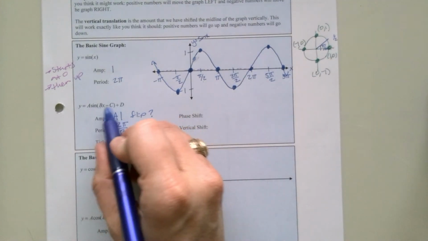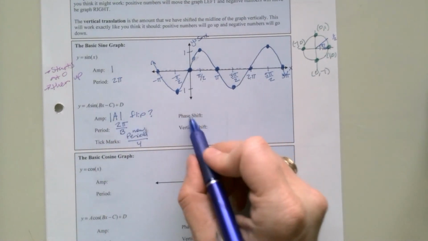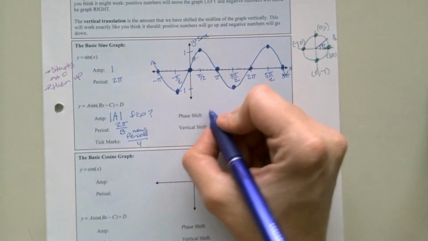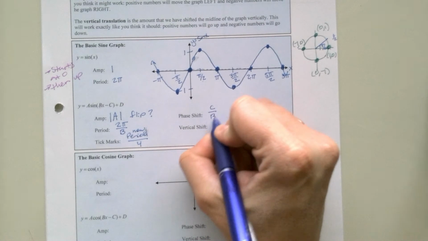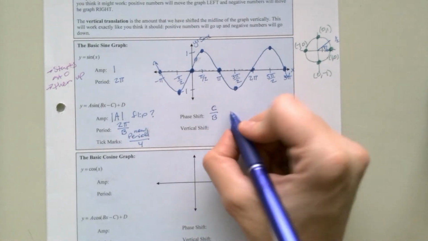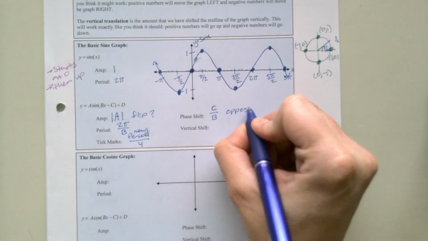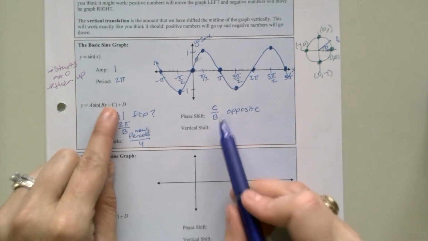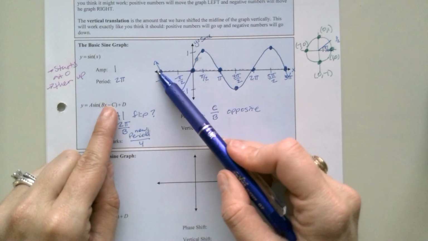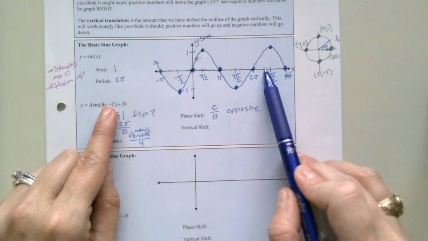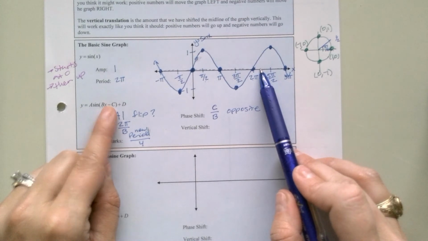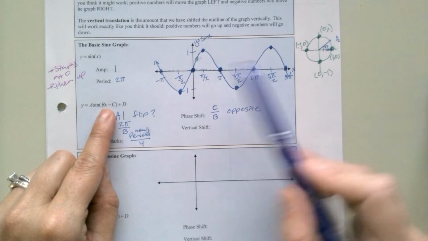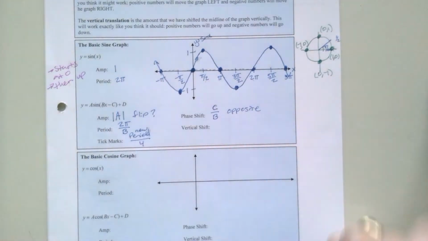My phase shift, this minus c part, is what changed the phase shift. It's what moved it horizontally. So the formula for phase shift is c over b, and I don't worry about the signs. This works opposite of how I think it should work. So if this is a negative sign, it's not going to move it backwards, that number. It's actually going to move it to the right, c over b. If that was a positive sign in there, it's not going to move it to the right in the positive direction. It's going to move it backwards to the left in the negative direction.